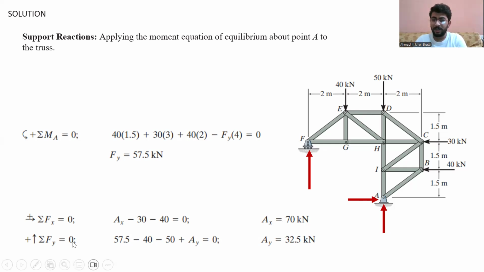And in the case of the vertical direction forces, we have the 57.5 kilonewton force at point F, the 40 kilonewton force and 50 kilonewton force. And you see these two forces are negative, and we have a positive reaction force at point A in the vertical direction. So we get 32.5 kilonewton force in the vertical direction at point A.